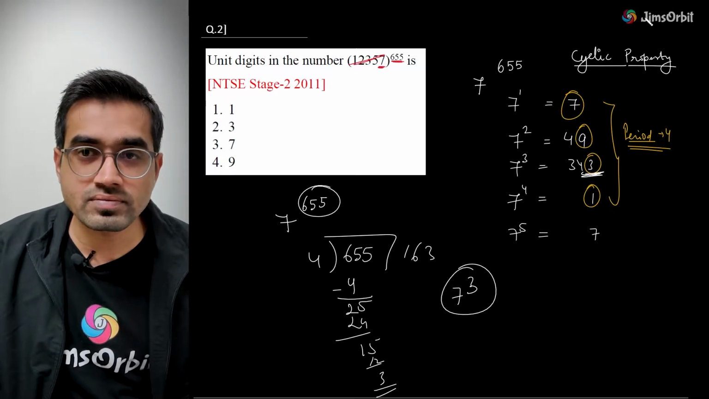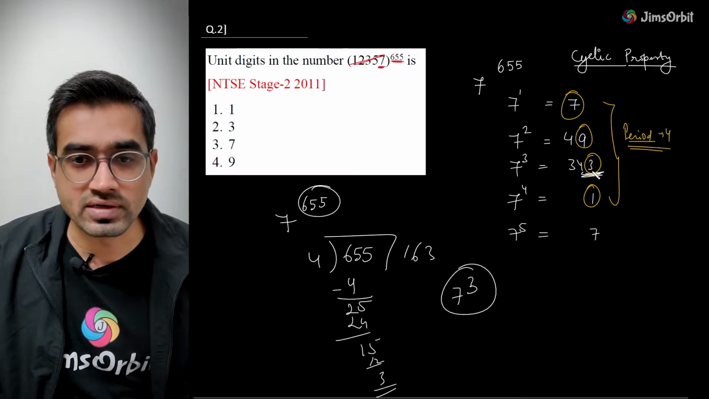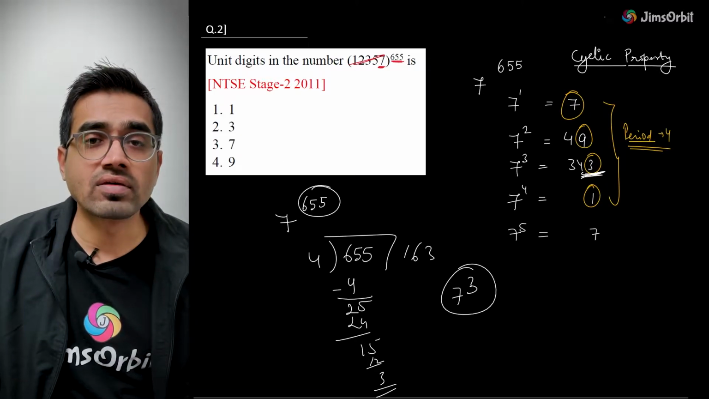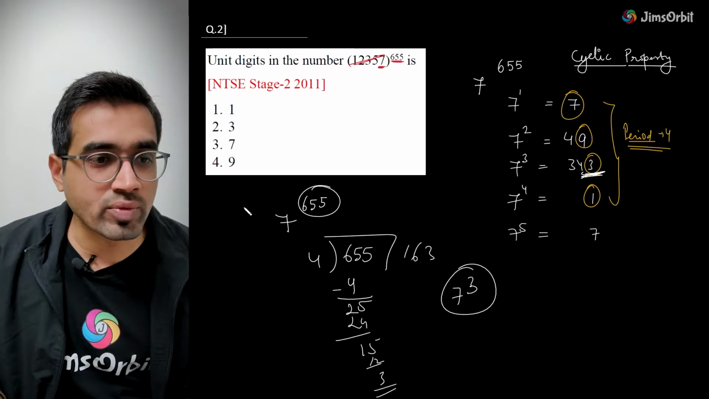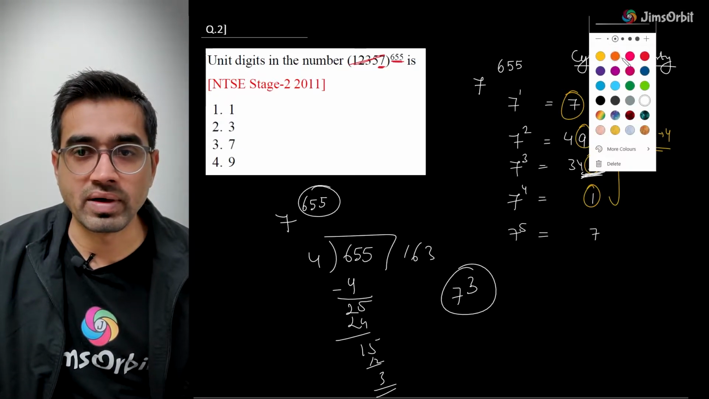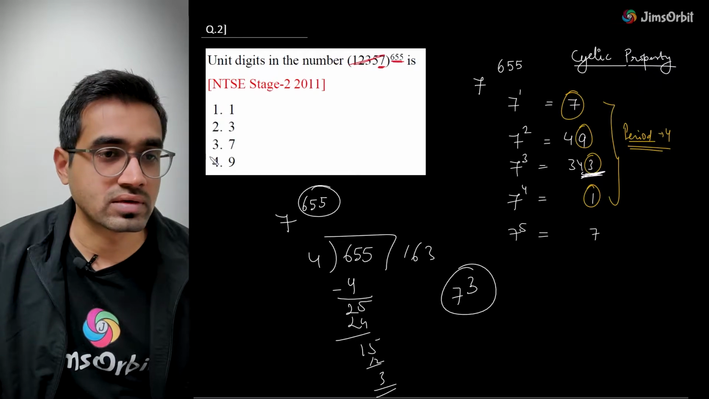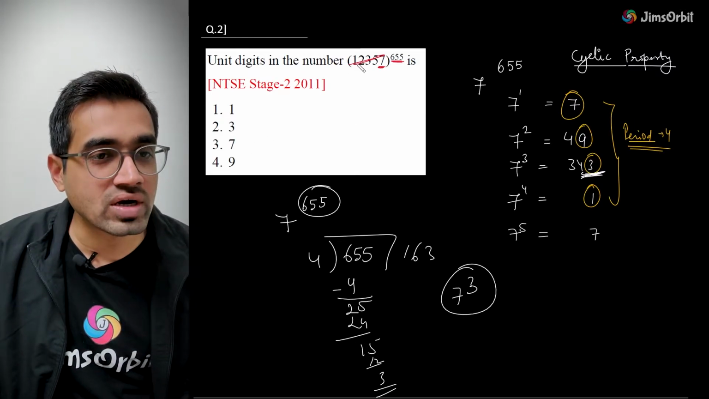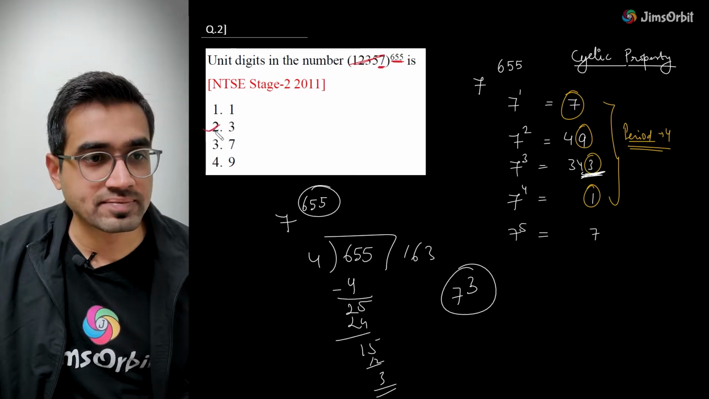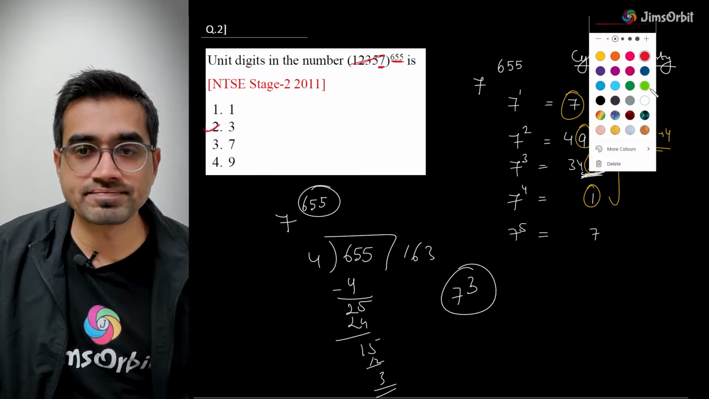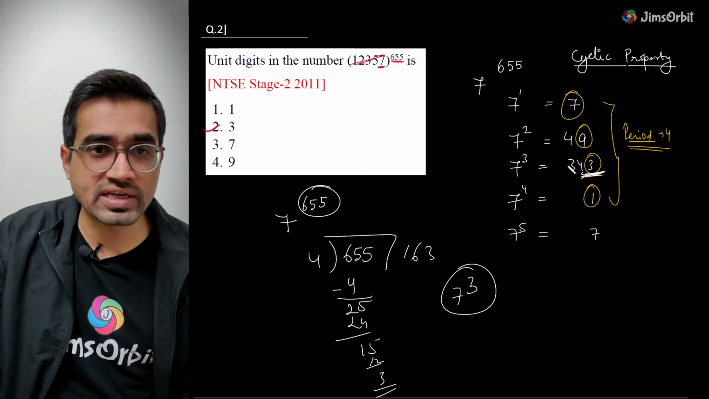Just a minute. Yeah. So what can we say? We can say that this answer is going to be option number... I don't know why my colors are not changing somehow. Okay, it will go fine. So the units digit that comes out to be is 3. Okay, got it? Fine. So let's do the next one.